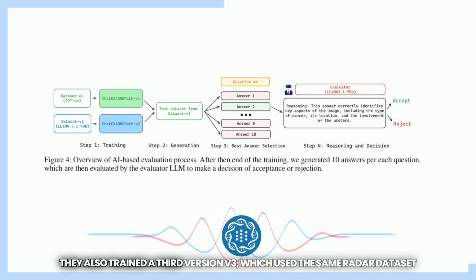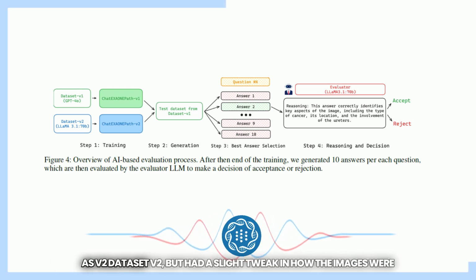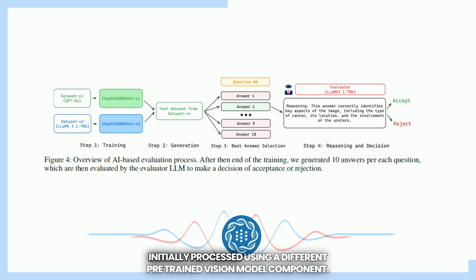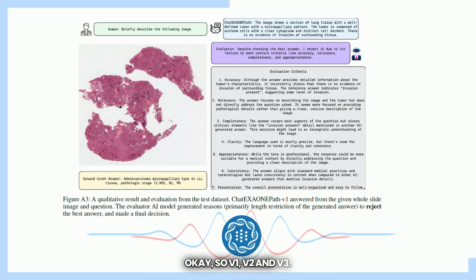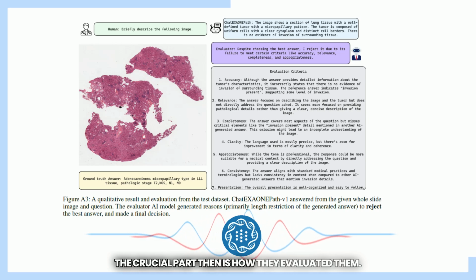They also trained a third version, V3, which used the same Radar dataset as V2, dataset V2, but had a slight tweak in how the images were initially processed, using a different pre-trained vision model component. Okay, so V1, V2, and V3. The crucial part then is how they evaluated them.